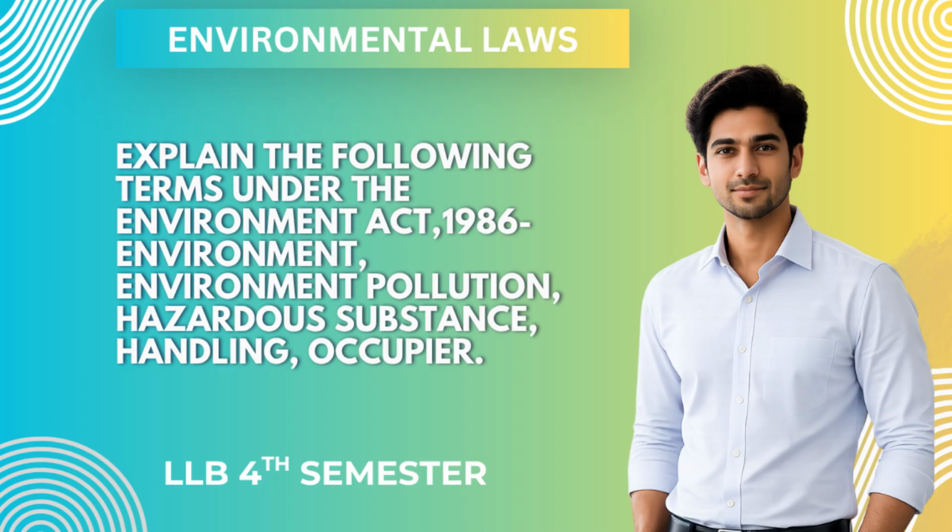Conclusion. The definitions under the Environment Protection Act 1986 help everyone understand the scope of environmental protection. Environment includes all living and non-living things around us. Environmental pollution means contamination of the environment. Hazardous substances are dangerous materials that require special care. Handling covers every activity related to such substances, and the occupier is legally responsible for ensuring safety. Proper understanding of these terms helps in preventing pollution, protecting public health, and conserving nature for future generations.